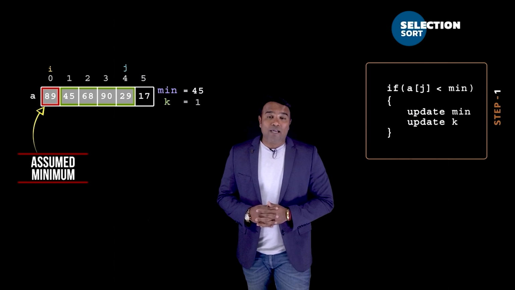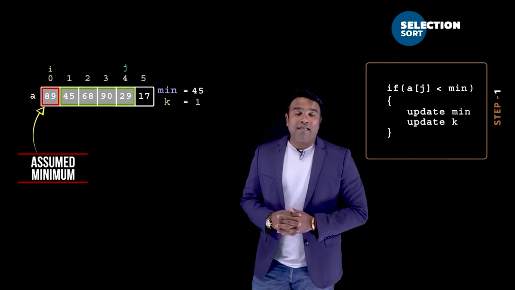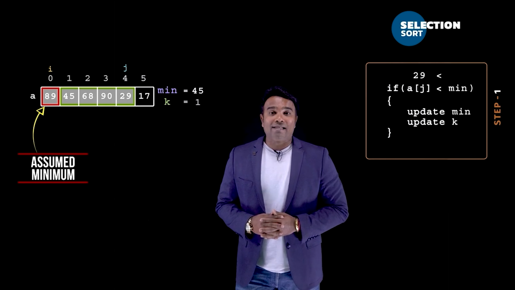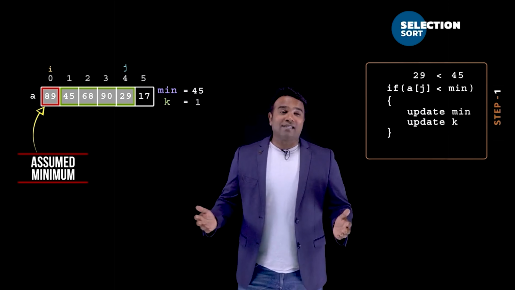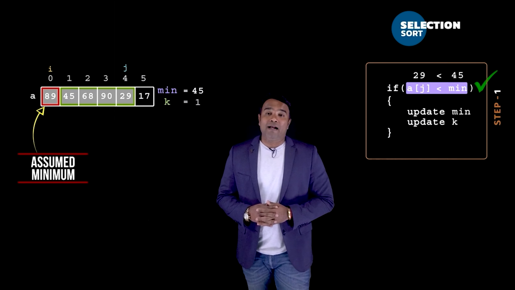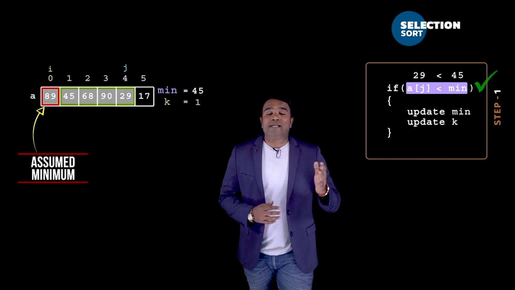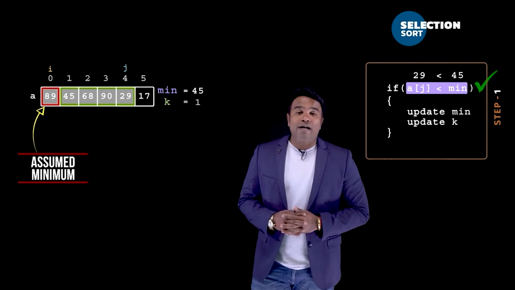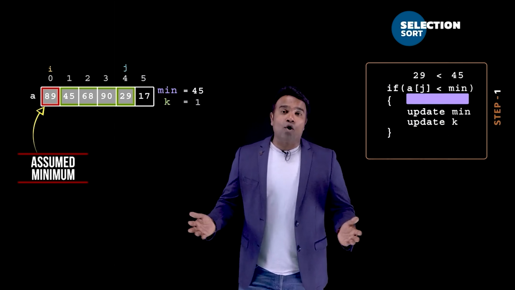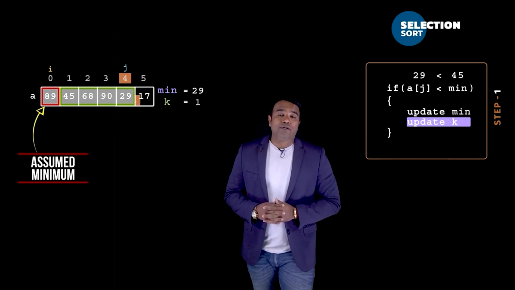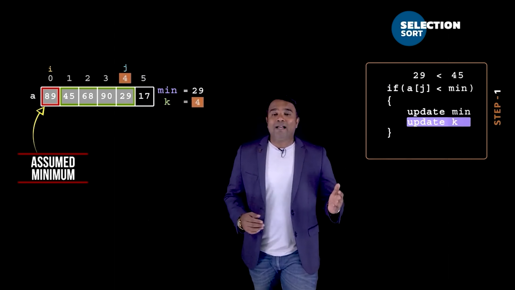And if you'll ask me, is a of j lesser than the minimum? Yes, you know that 29 happens to be lesser than the minimum 45, which means that the condition is satisfied. And whenever the condition is satisfied, the body has to be executed, and the body suggests that I will have to update both min as well as k. So I will update my min to 29 and k to 4.